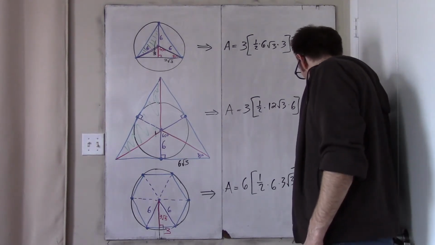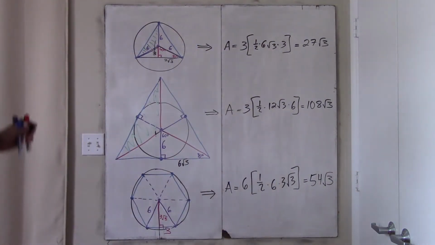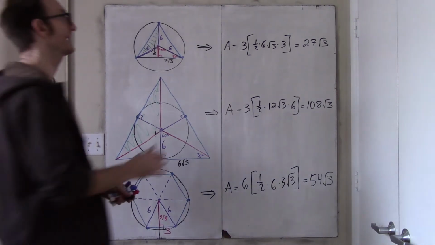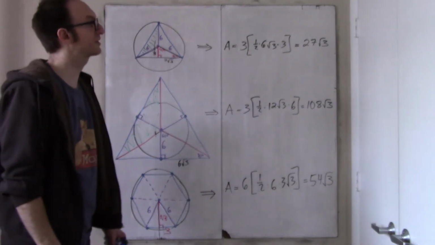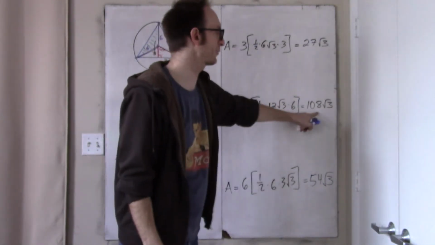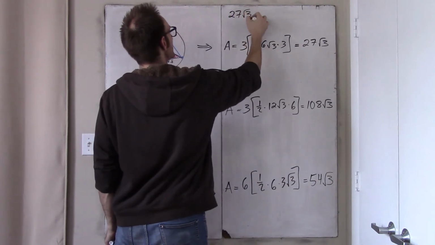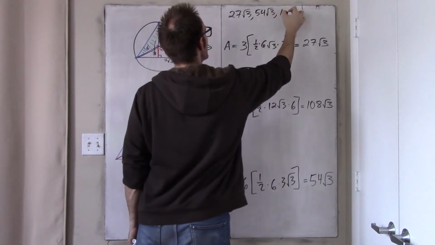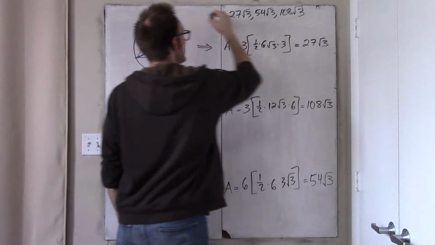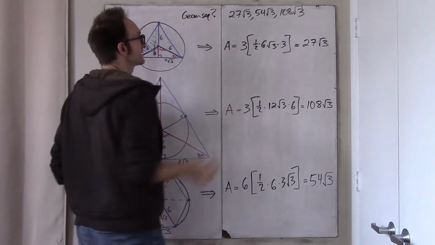Okay, so this is kind of like the long way to do this problem, which is just totally fine. Is it true that 54 root 3 is the geometric mean of 27 root 3 and 108 root 3? Well, the question just becomes, is 27 root 3, comma, 54 root 3, comma, 108 root 3 a geometric sequence? Well, let's find out.